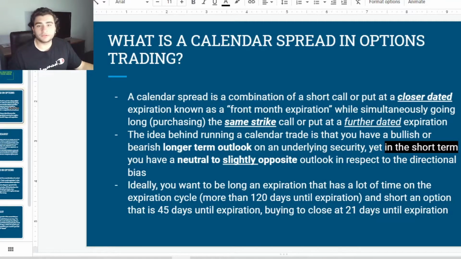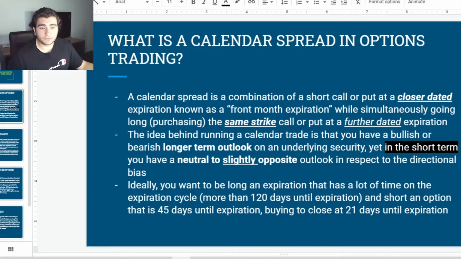What is a calendar spread in options trading? A calendar spread is a combination of a short call or put at a closer dated expiration known as a front month expiration while simultaneously going long or purchasing the same strike, call or put at a future dated expiration.